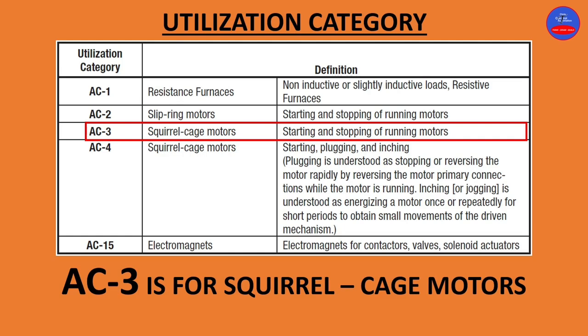But we also have AC4, squirrel cage motors. But this one is for reduced voltage starting. That is the inching. We talk of inching. Alright? Yes. So the preferred category is AC3, squirrel cage motors for starting and stopping of running motors. That is the preferred category if you want to use the contactor on squirrel cage motors.